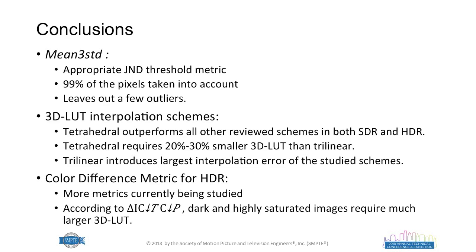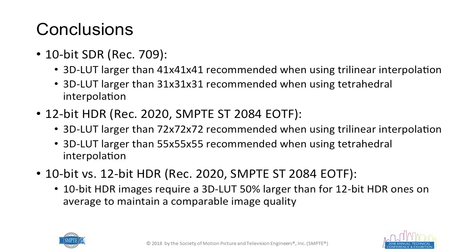interpolation schemes studied. For color difference for HDR, there are more metrics being studied currently. According to ICTCP data, if you have dark or highly saturated images, you need a much bigger 3D LUT. When you work in 10-bit SDR, again with trilinear, you should use, according to our test images, a 3D LUT of size 41 cube at least, and 31 cube if you use tetrahedral. 12-bit HDR: 72 cube using trilinear, or 55 cube using tetrahedral. And when you want to use 10-bit signal or images, you should expect to use a 3D LUT that is 50% larger than the one you would use for 12-bit.